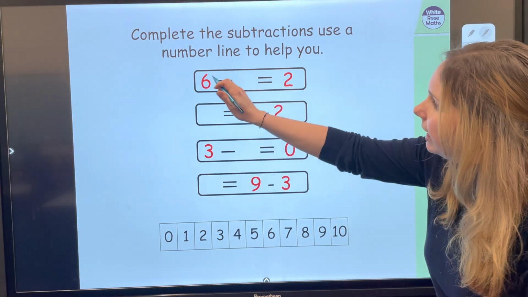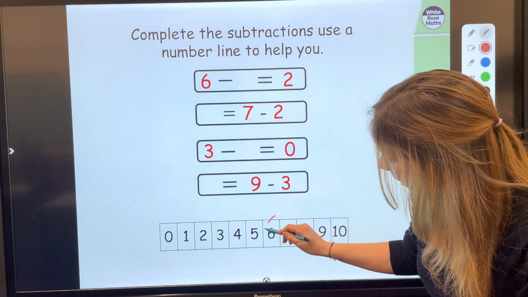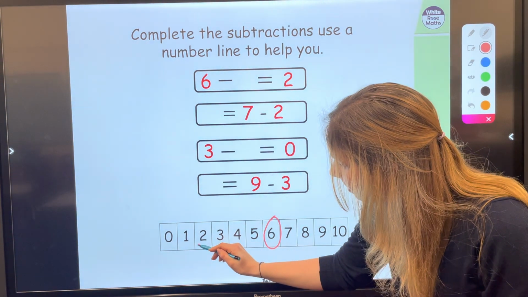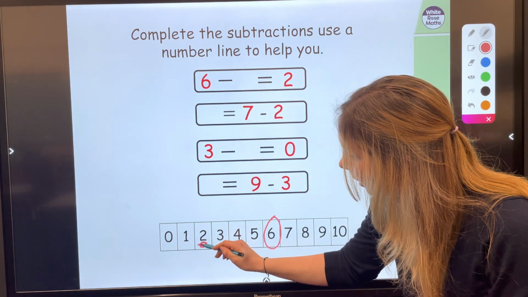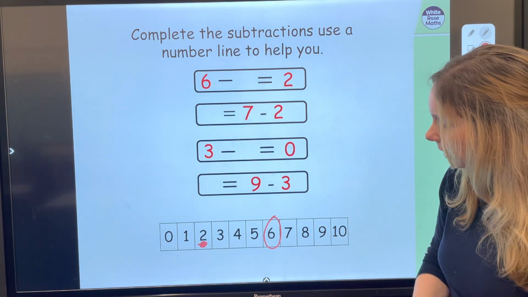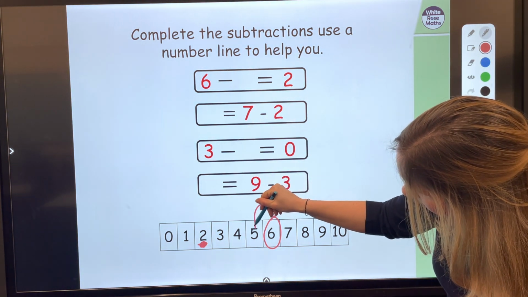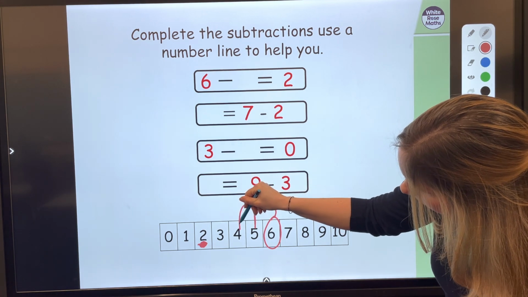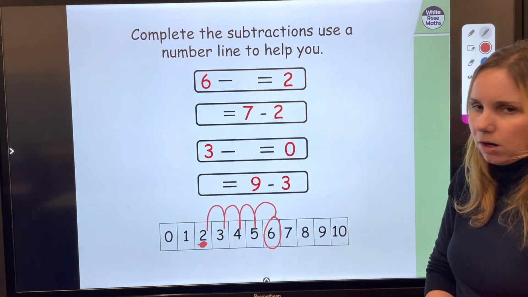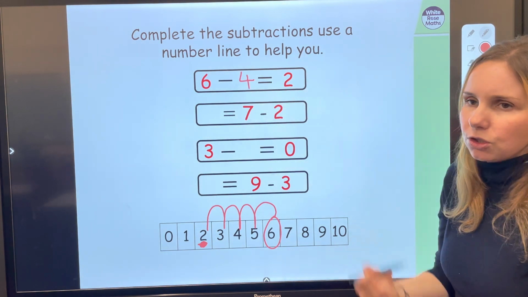Okay, so 6, subtract something equals 2. So we need to know which number we started on. We started on the number 6 and we ended up on the number 2. That was our answer. But we need to work out how many did we subtract from 6 to end up with 2. So I'm going to go to 6, I'm going to go 1, 2, 3, 4. I subtracted 4 numbers to get to 2.